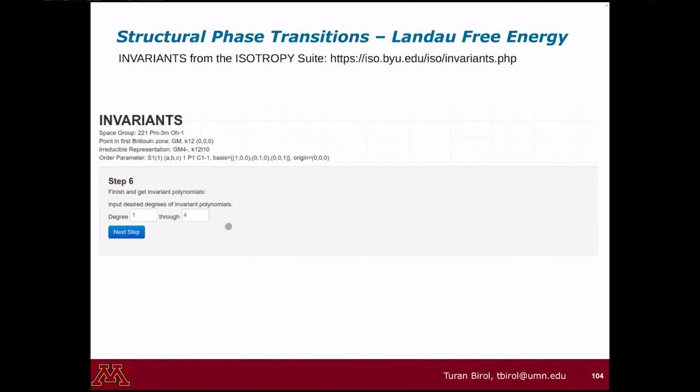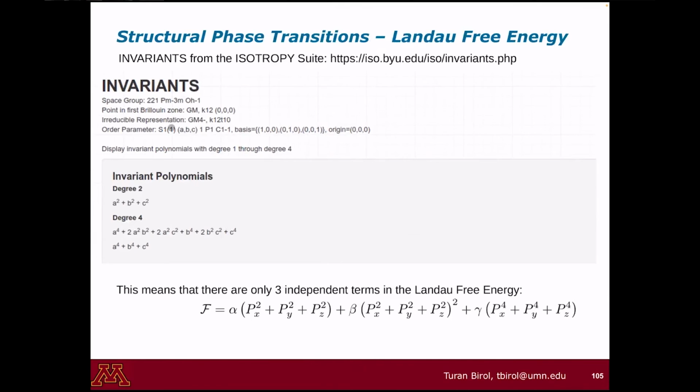I want to go up to 4th order. And here is the result. So let me translate this a bit. The code tells me that the gamma 4 minus has 3 components A, B, C. These are the polarization along X, Y, and Z directions. And the Landau free energy expansion would have these different terms as distinct terms in the expansion. These are invariant polynomials. So if you have a cubic crystal, before it becomes polar, any of these terms would remain invariant under all the symmetry operations of that cubic crystal.